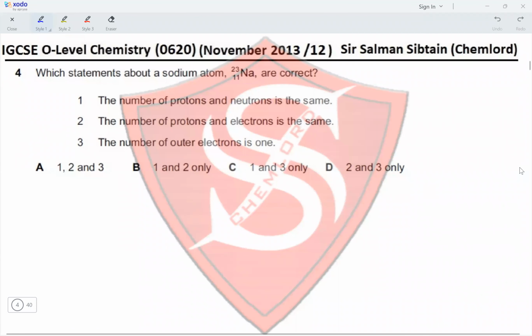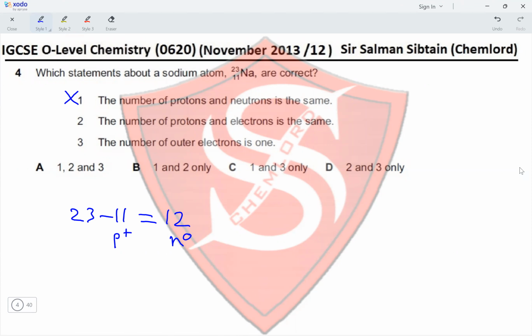Question 4. Which statements about a sodium atom are correct? The number of protons and neutrons is the same. So the nucleon number is 23 and the proton number is 11. So 23 minus 11 gives us 12. So this is the proton number. This is the neutron number. They are not the same. So statement 1 is incorrect.